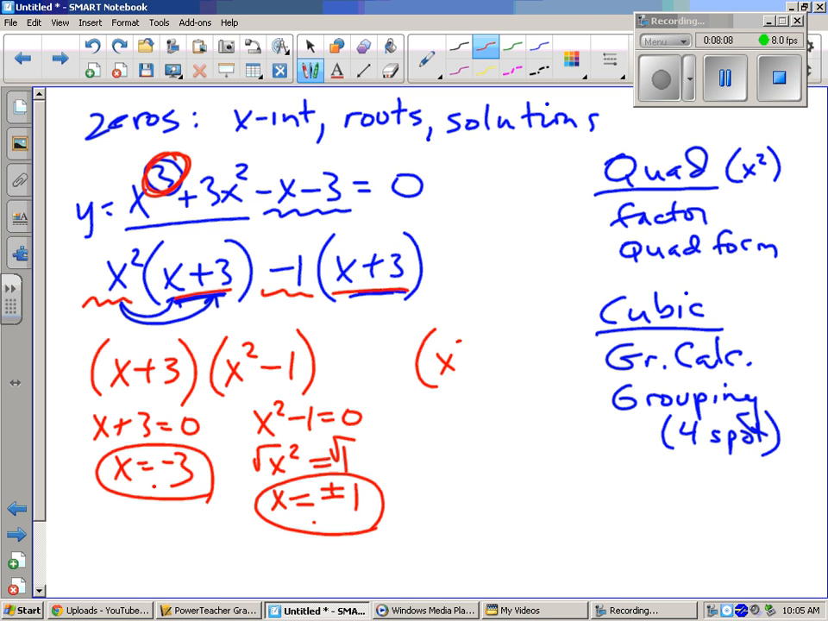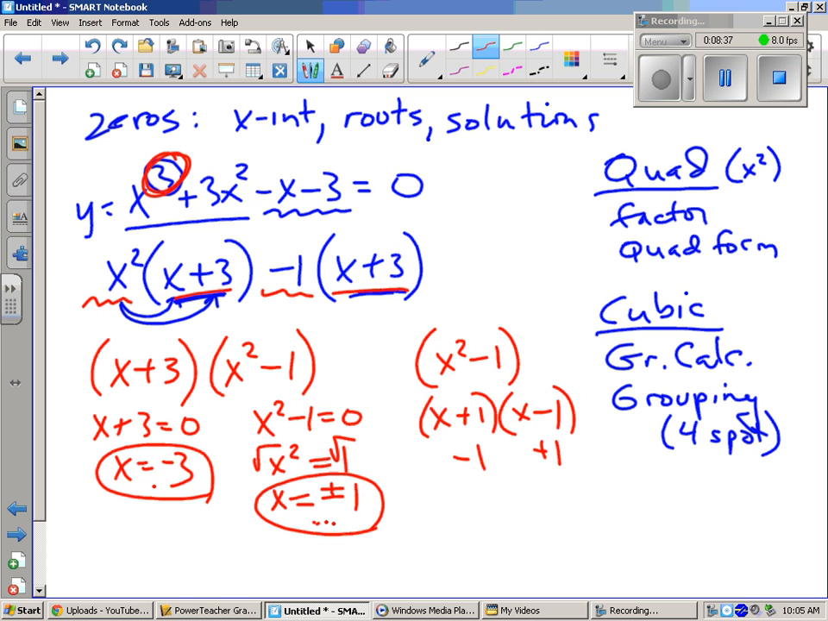The other way to do x squared minus 1 is to realize that that's a difference of two squares, and you get x plus 1, x minus 1 if you do it in the parentheses. And then this is your -1, that's your plus 1. So you still get your plus or minus 1, it's just with the difference of two squares instead. So those would be the roots, or the solutions, or the x-intercepts, or the zeros. They all mean the same thing.